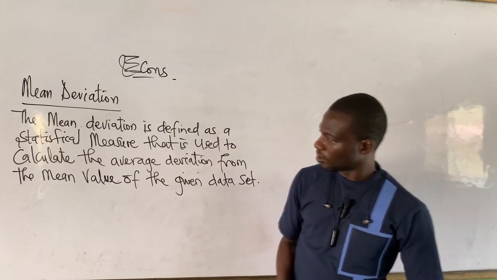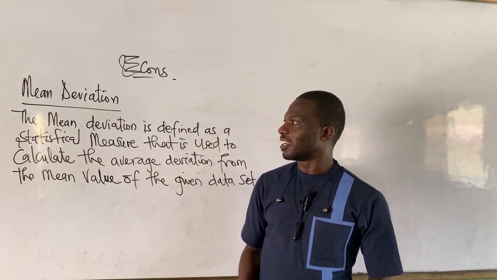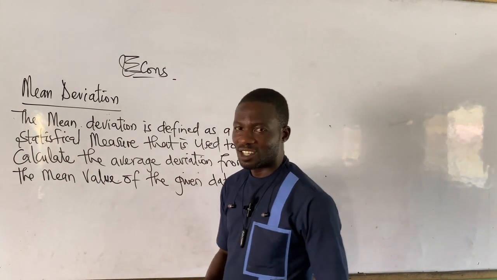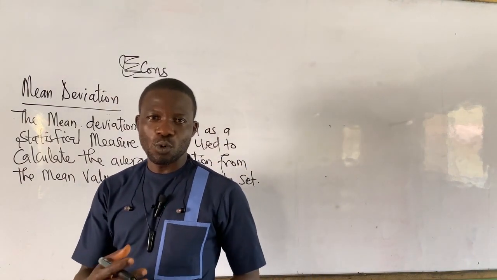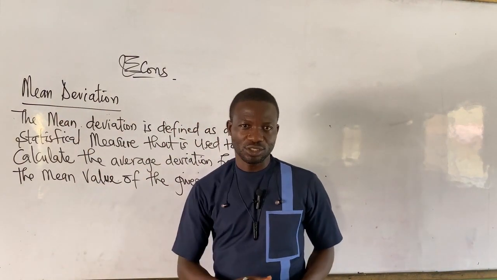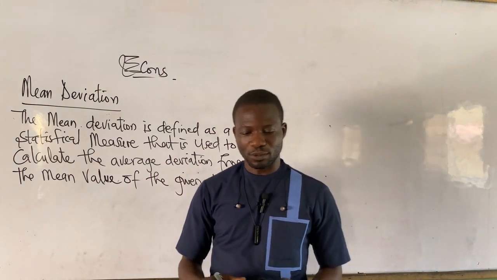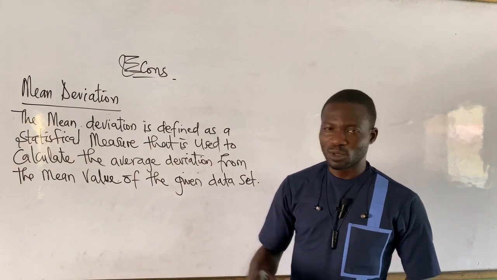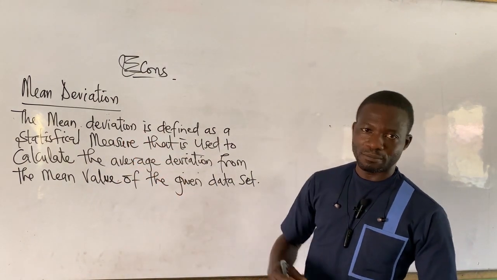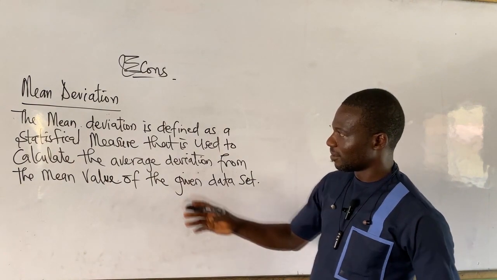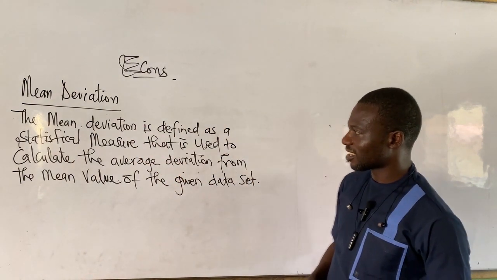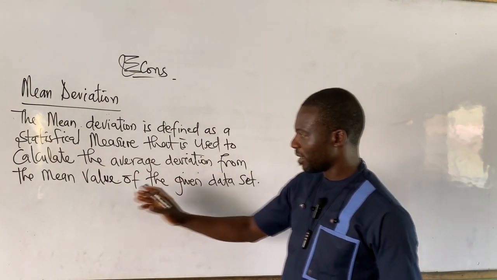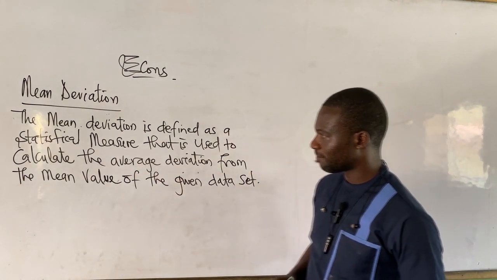Good afternoon, everybody. Today we are going to look at economics, and under this economics, we shall be looking at measure of dispersion. Still under the measure of dispersion, we are going to see how we can calculate mean deviation. Before we calculate, let's see what the meaning of mean deviation is. Looking at the board, the definition says mean deviation is defined as a statistical measure that is used to calculate the average deviation from the mean value of the given data set.